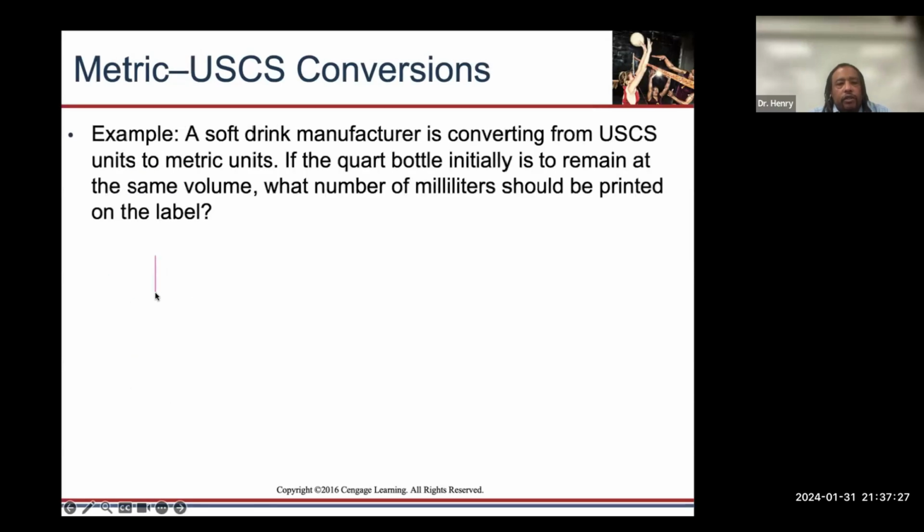So we know that we're starting off with 1 quart. Okay, so then we have 1 quart. And we know that this is the exact number. So we're not going to worry about sig figs for that.